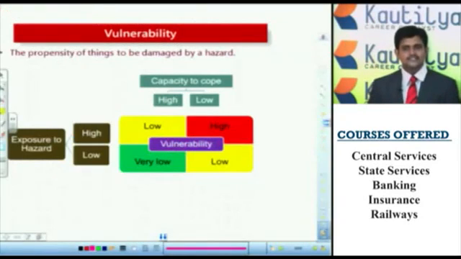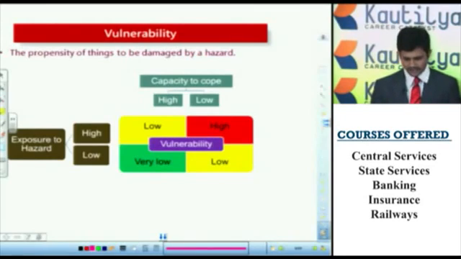Before going into details of disasters, we should know the basic features of disasters. Among them, the first one is vulnerability. What actually is vulnerability? A society or community which readily accepts the disastrous conditions, which doesn't have any capacity to cope with or encounter the disaster, we call vulnerable.